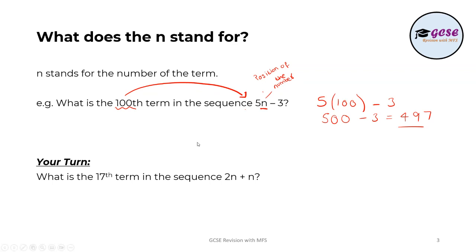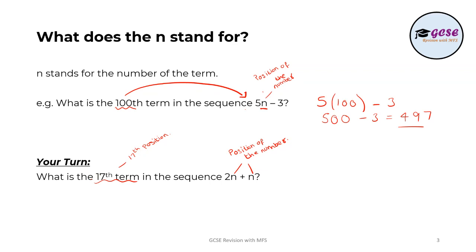So what is the 17th term in the sequence 2n plus n? Remember, n is the position of the number. We have two n's. Now it says the 17th term, so it's asking you for the 17th position. So all you have to do here is substitute in 17 in the place of n.